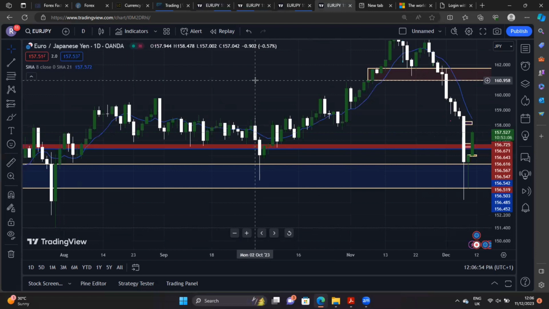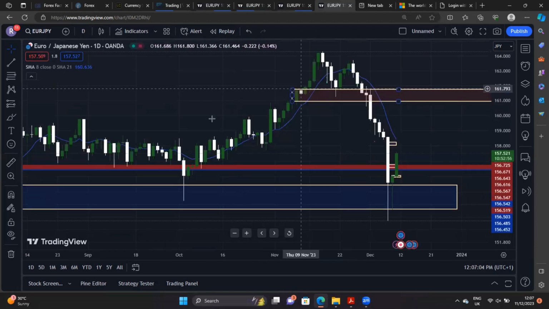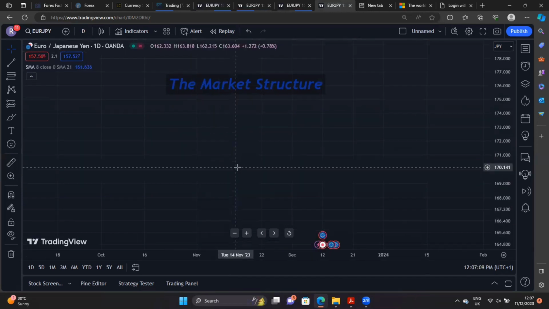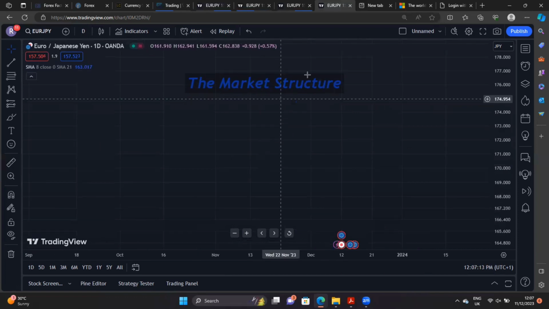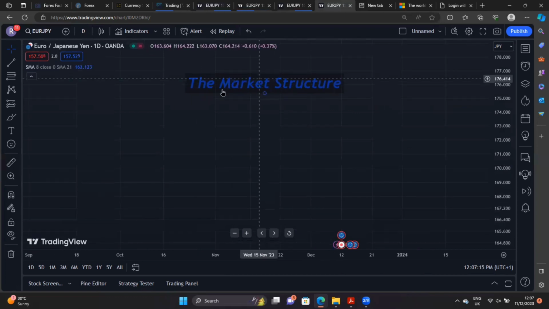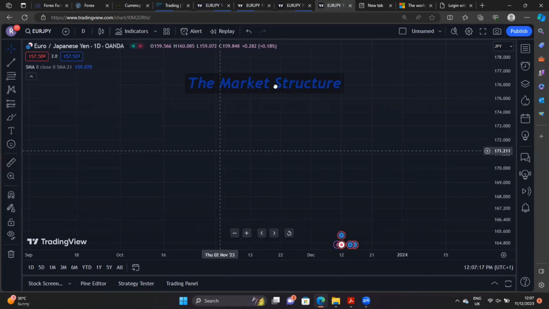So you need to study how the market moves and how traders behave in the market. The market structure is the study of what? Of market behavior. The market structure is simply the study of market behavior. We're doing a brief introduction of what we're going to be doing for the next 2 to 3, 4 days on the market structure.